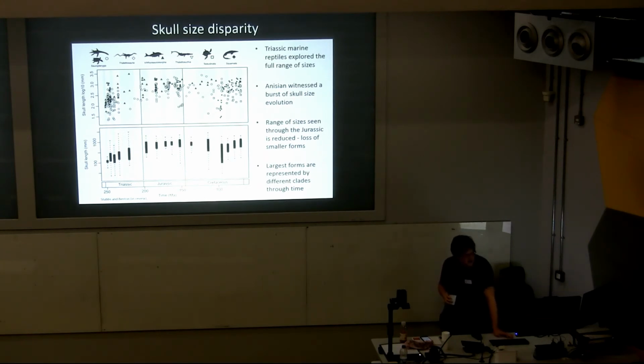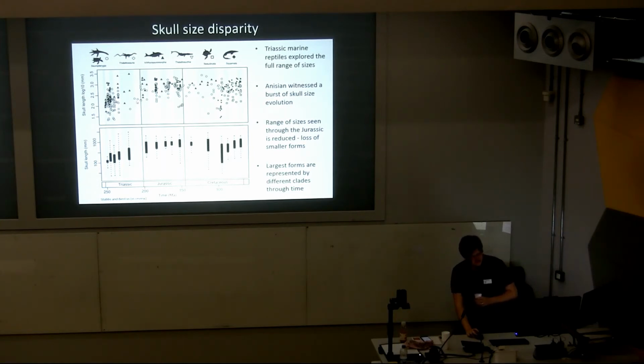Now quickly onto patterns of skull size disparity. This graph here, the top plot, each point represents a marine reptile species, and its size is plotted along the y-axis, and then it's plotted at its geological midpoint, so the midpoint of its stratigraphic range. So just to ground you in the visualization, if you look in the Triassic, you can see within that interval around here, you have this huge burst of variation, lots of medium-sized forms, but then you also have some very, very large forms and some exceptionally small forms.